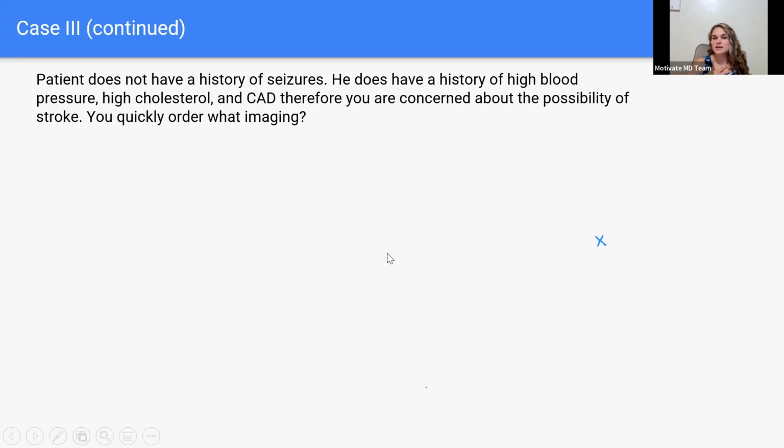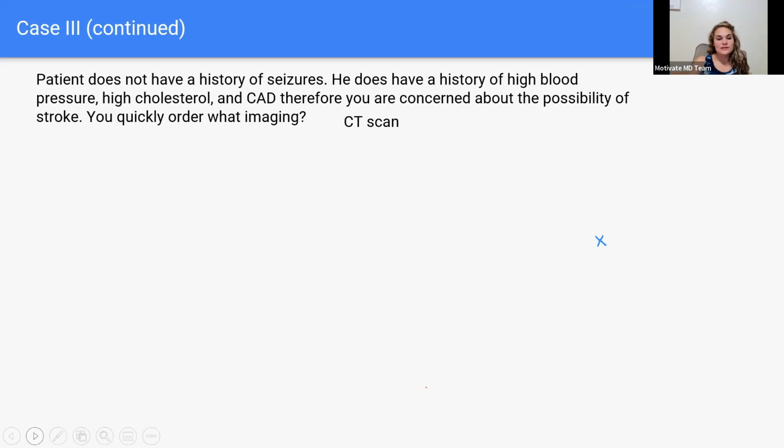Concerned about a stroke because of his high blood pressure, cholesterol, coronary artery disease, and the fact that he's coming in with a seizure. So if you're concerned about a stroke and a brain bleed, what do we want to get? Head CT. Exactly. Anytime you're concerned about bleeding within the brain, like a hemorrhagic stroke, we want to get a non-contrast head CT, because that will show whether or not there's active bleeding in the brain right now.